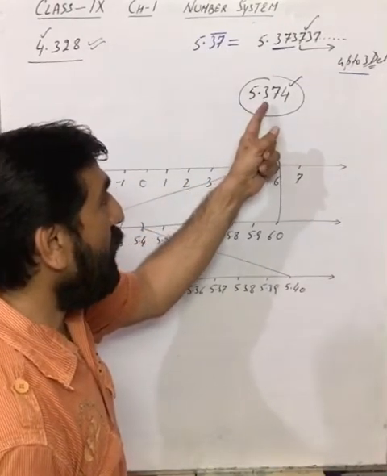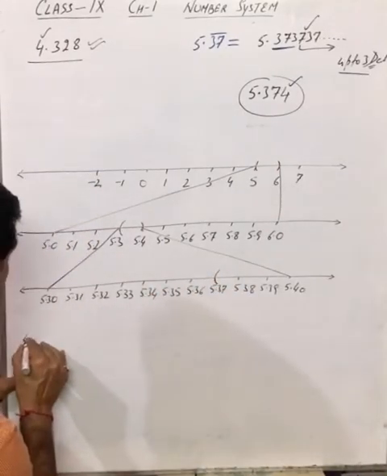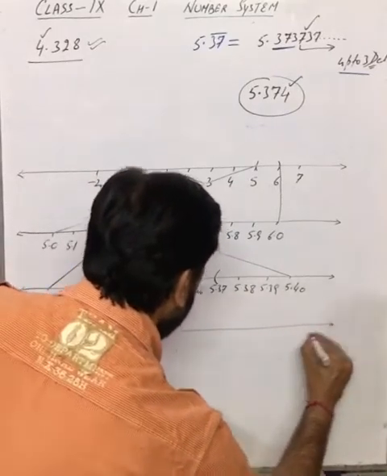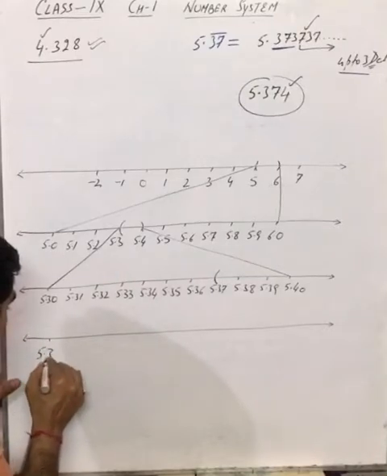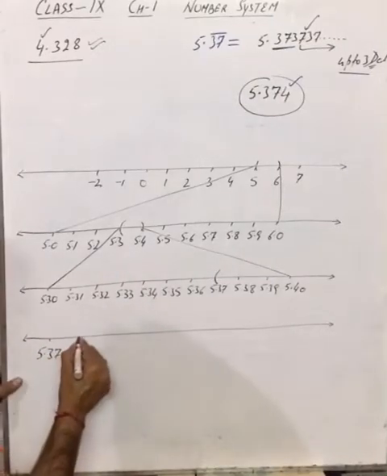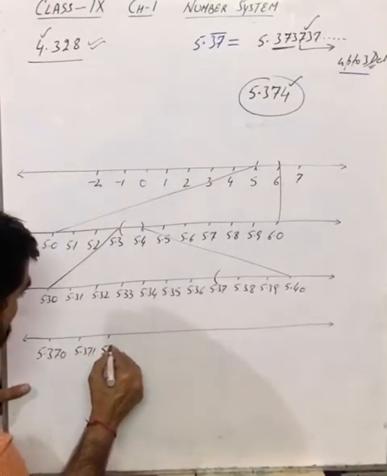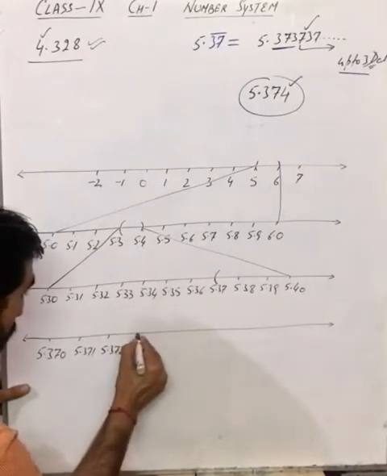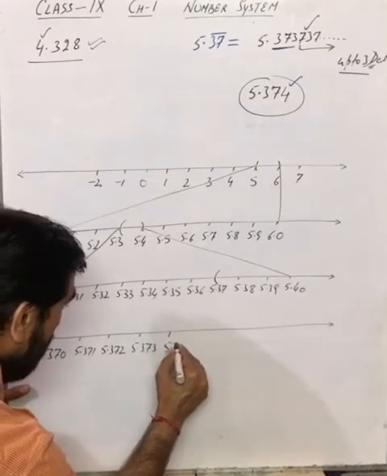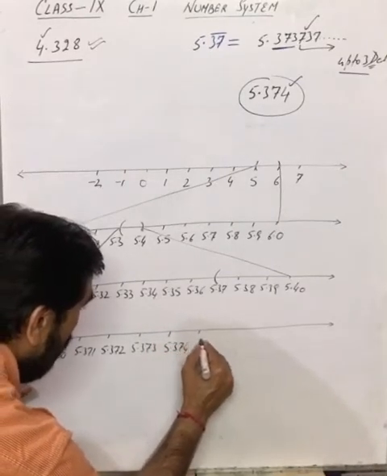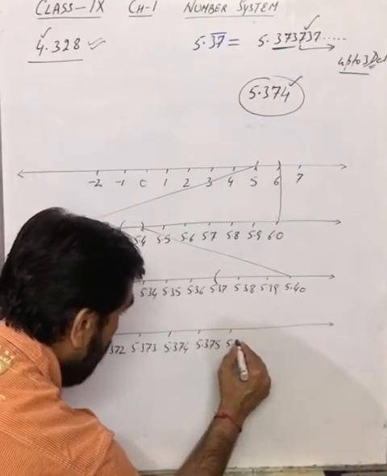Now number is 5.374. That means we'll start from 5.37. Let's draw a number line. Next number line, which will start from 5.370, 5.371, 5.372, 5.373. Equally spaced, these numbers are, students, be careful. Yahan pe, if you will mark these at equal space, only then you will get full marks.